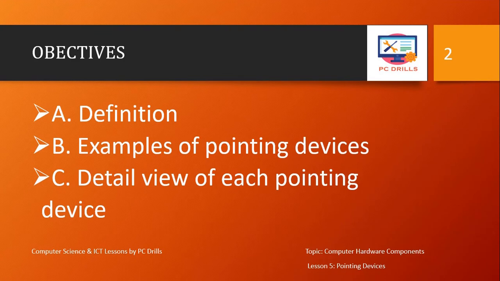So the objectives of this particular lesson 5: we'll talk about the definition of pointing devices, also look at examples and a detailed view or explanation of each pointing device, just like we have been doing for the past 2 lessons.